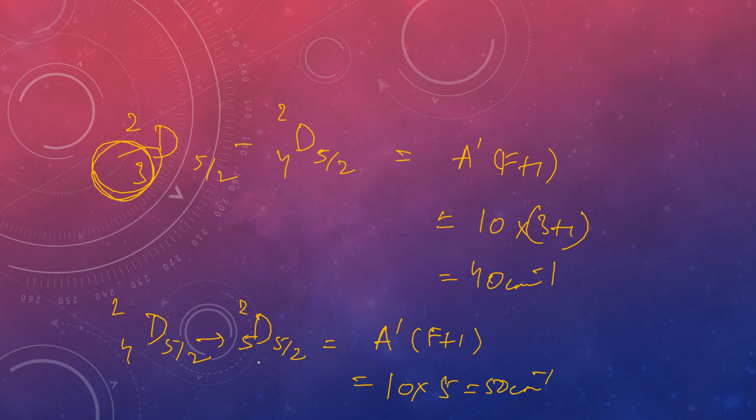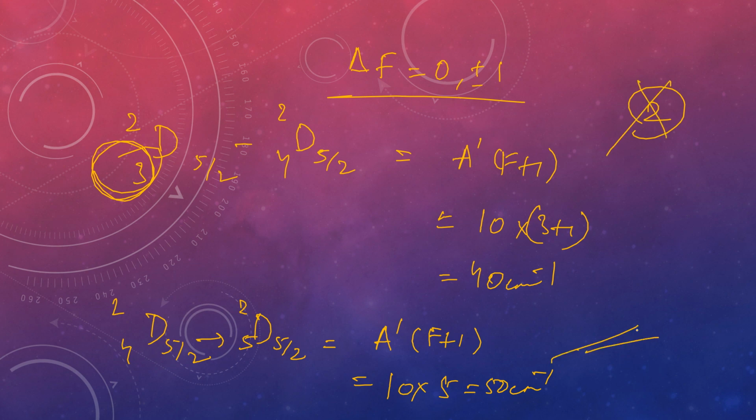You may ask me why I am not taking 3 to 5. How can I take 3 to 5? The selection rule is 0 plus or minus 1. So for 3 to 5 the difference will be 2, which is not possible. This way you can calculate all the values.